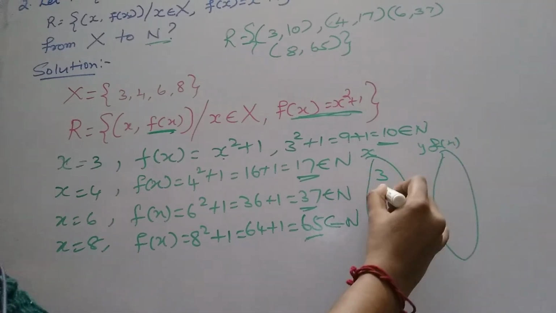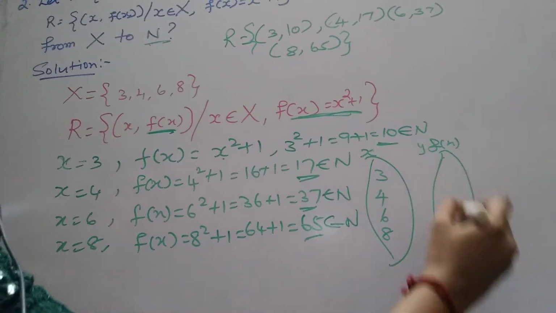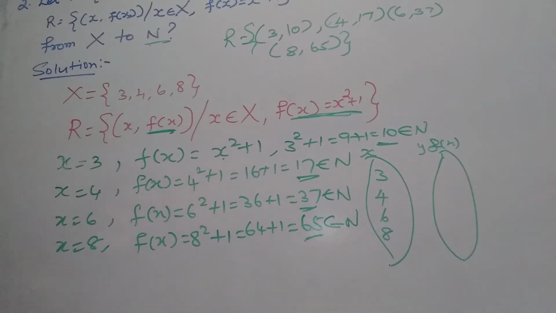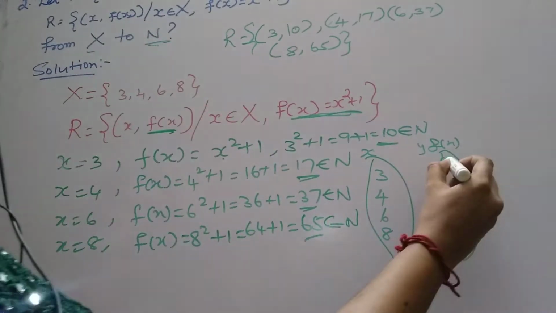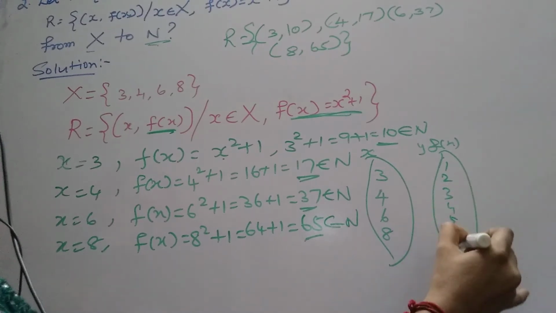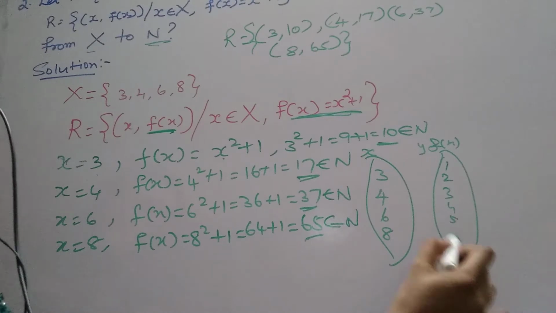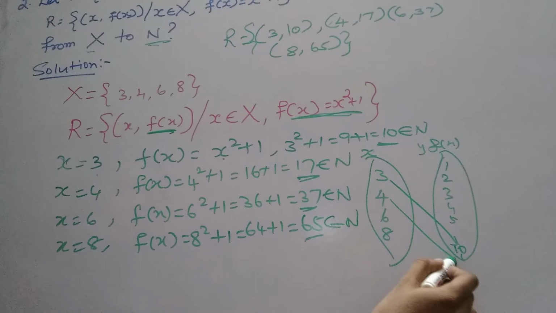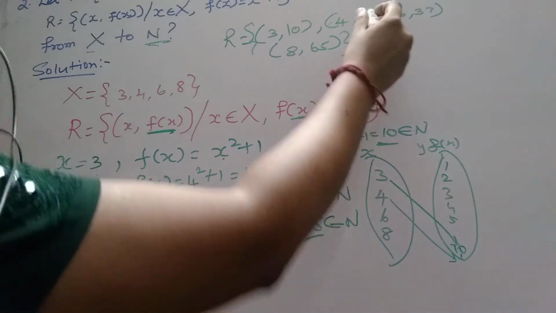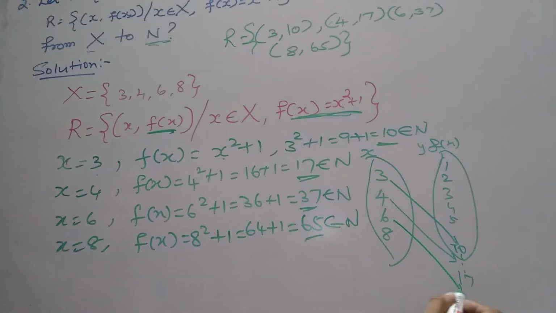See, X is 3, 4, 6, 8 and your F of X values are all elements of the natural numbers, X to N. What are the natural numbers? 1, 2, 3, 4, 5, 6, etc. So for 3 it is 10. 10 is also there, so you relate it. For 4 also you can relate 17. If you continue, 17 will be there. For 6 again 37. You can relate all the elements.